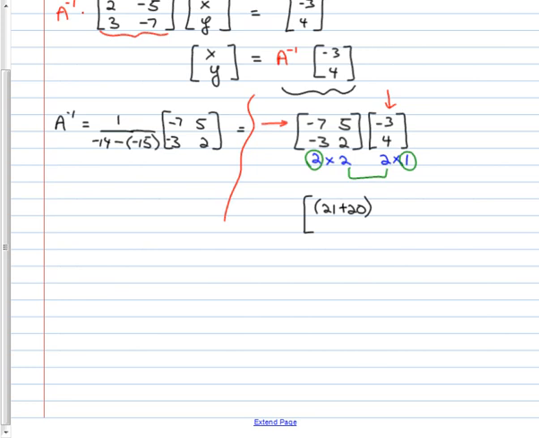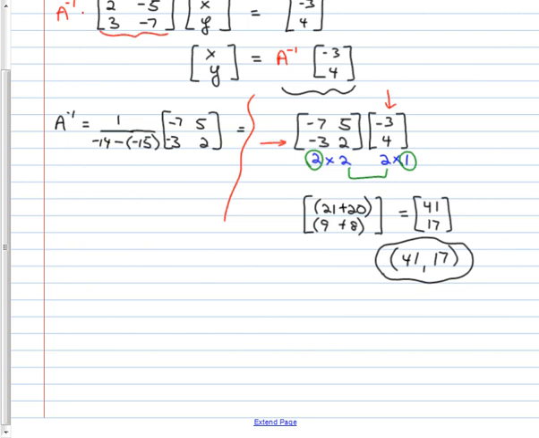And that is my first row, first column answer. Since it's the only column, I can just move to my second row, sticking with that column. -3 times -3 is a 9, and 2 times 4 is a positive 8. So we get 41 and 17, which I could say x is 41, y is 17. And we solved it with an inverse matrix.